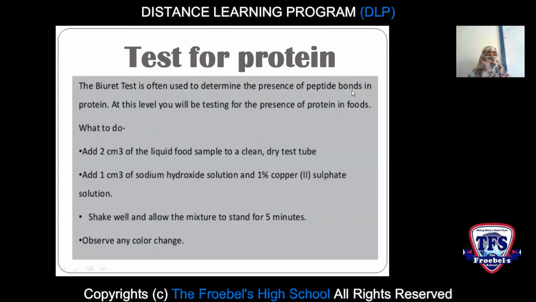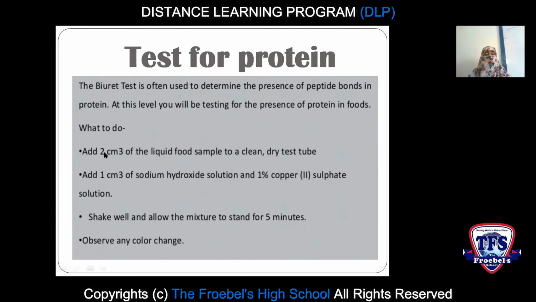What is this peptide bond? A peptide bond is a covalent bond formed between two amino acids. And we know protein is a long chain of amino acids. So the bonds forming a long chain of amino acids make protein. So to check the presence of protein, we need biuret solution.